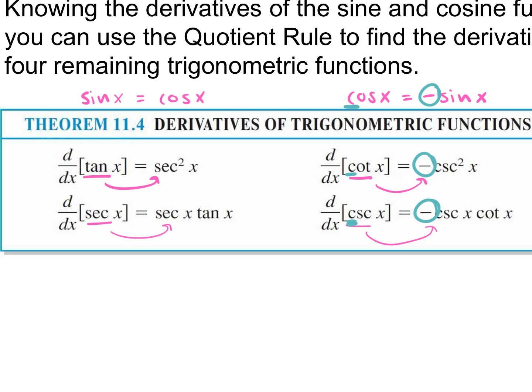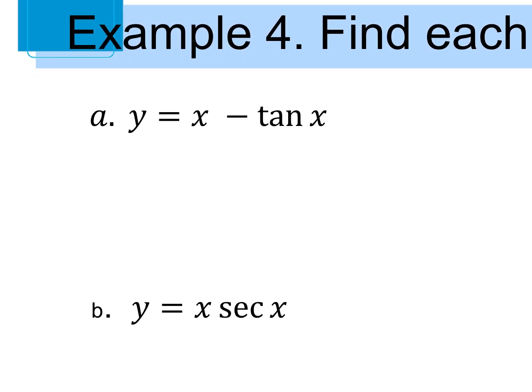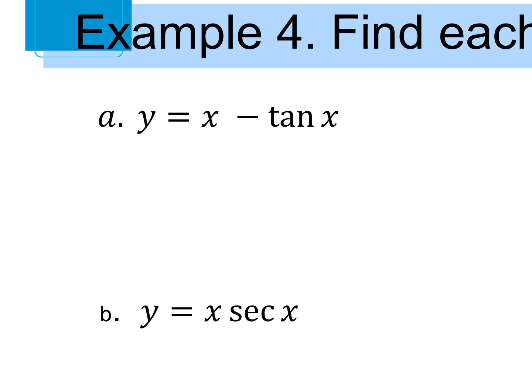So that's just one little trick, but just notice the patterns between the 6 trig functions and it makes it a little bit easier to memorize. Example 4, we're going to find the derivative. So here we're going to take the derivative of each term. What's the derivative of x? 1. What's the derivative of tangent of x? Secant squared. So this would be minus secant squared x. Perfect.